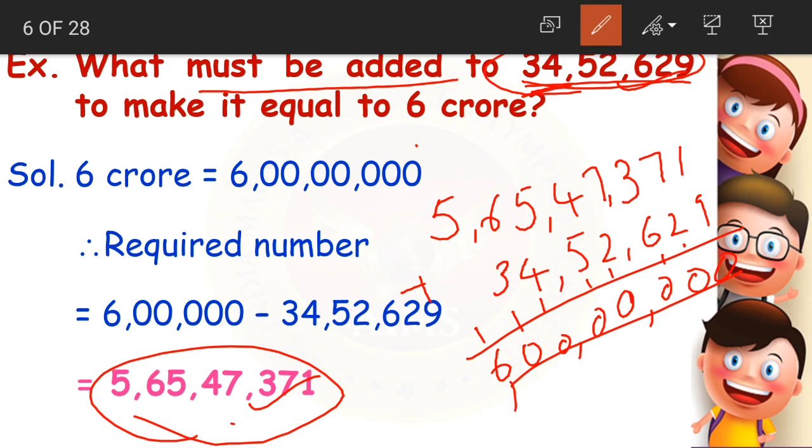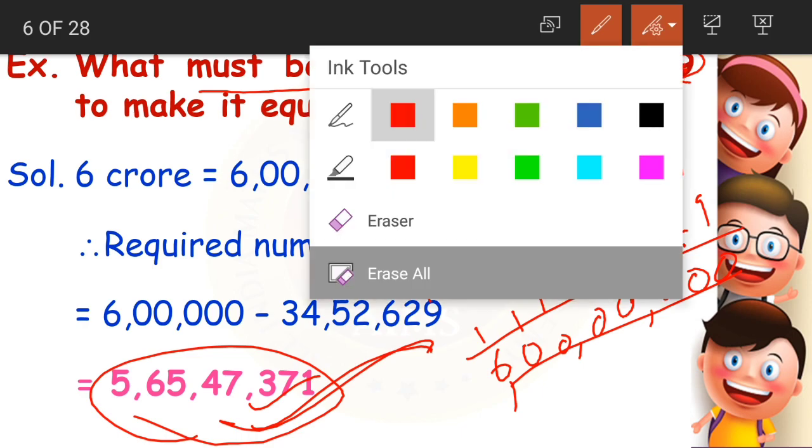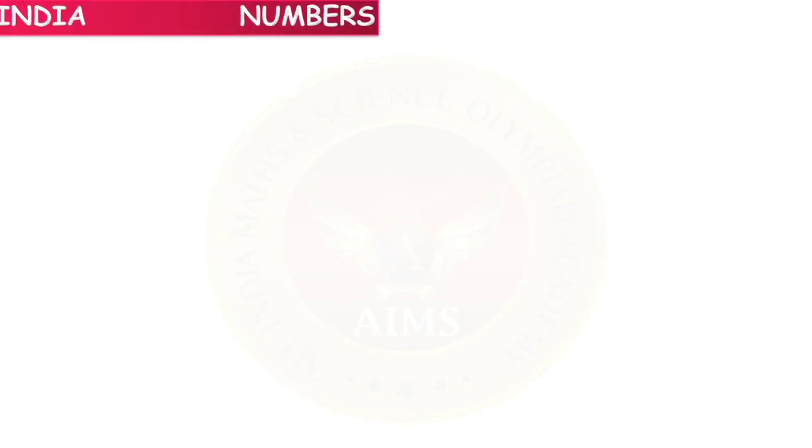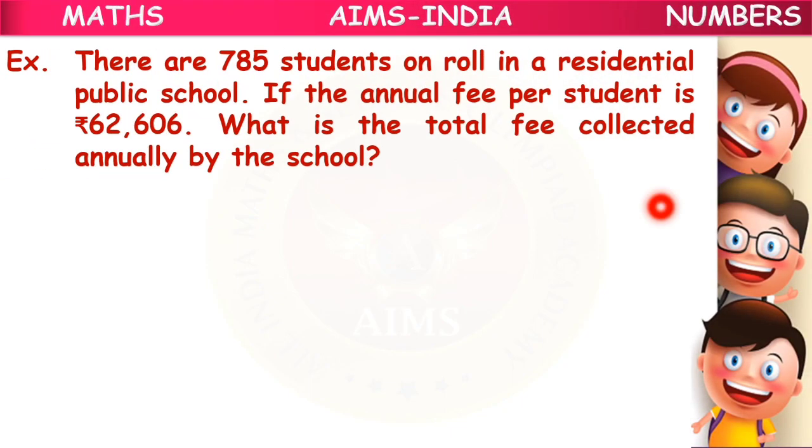So when we added our answer and the 34 lakhs, we got the sum equal to 6 crores. So we can say that the number we got is our correct answer. Okay students? In this way you can verify your answer as well. Moving on to the next example.